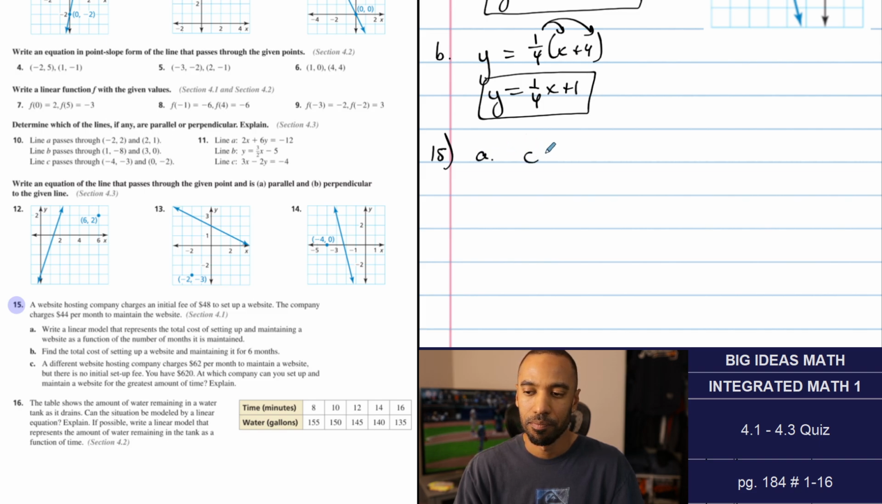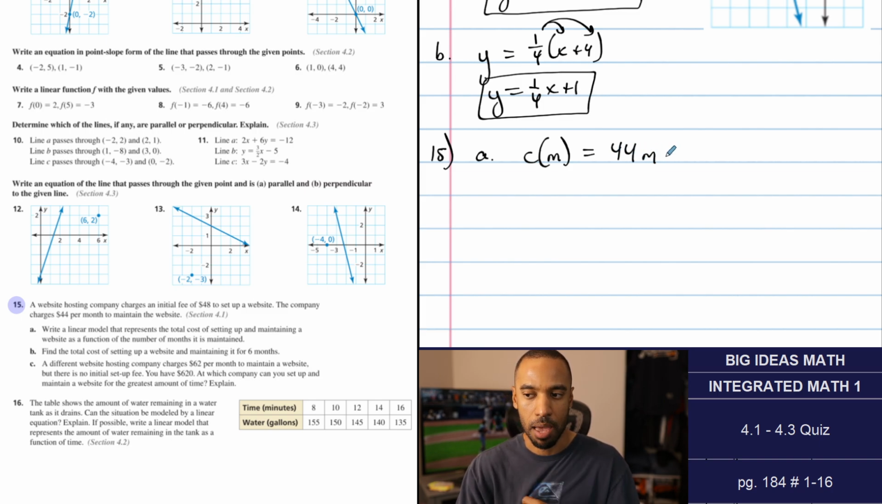I'm going to write this in function notation. I'm going to write C of m. C is cost, m is number of months. Now I have a rate of $44 per month. That is 44 times, or, that's the rate, times the number of months gives you that. So y equals mx plus b, initial fee of $48, your y-intercept.